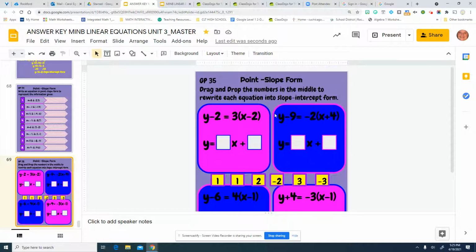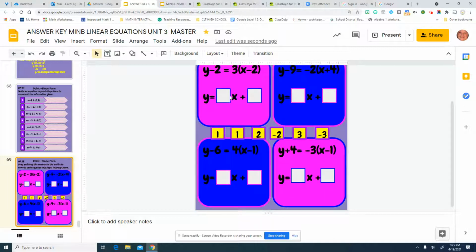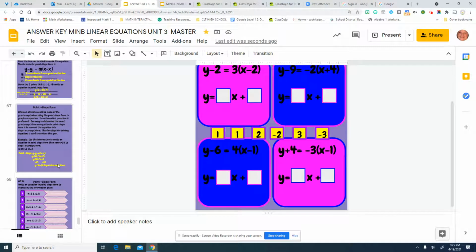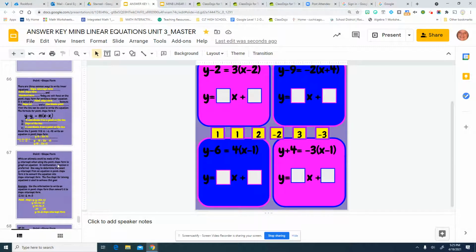GP35 asks you to drag and drop the numbers from the middle, so 1, 1, 2, negative 2, 3, negative 3, into the equations to rewrite each equation into slope-intercept form. So you're given the point-slope, and you have to do what we just did and convert it back to slope-intercept form. And so what is that going to look like? And that is point-slope form and its uses.